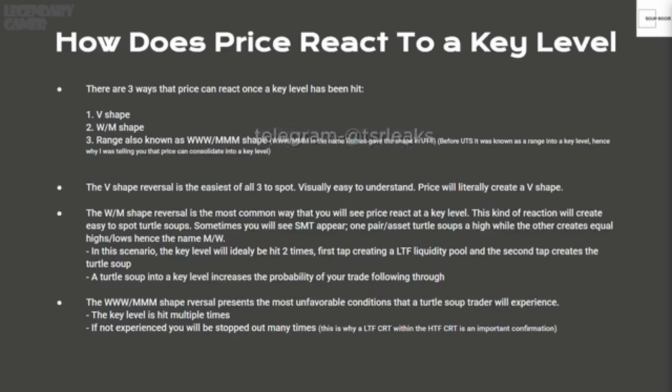Write that down. This kind of reaction will create easy to spot turtle soups. Sometimes you will see an SMT appear. What is that? One pair or asset turtle soups a high, while the other creates equal highs or lows, hence the name MM or WW, right? An M is formed like this, right? High, low, high, low. You got 2 highs, equal highs, or relative equal highs, right? SMT, ES creates a higher high, while NQ creates equal highs.